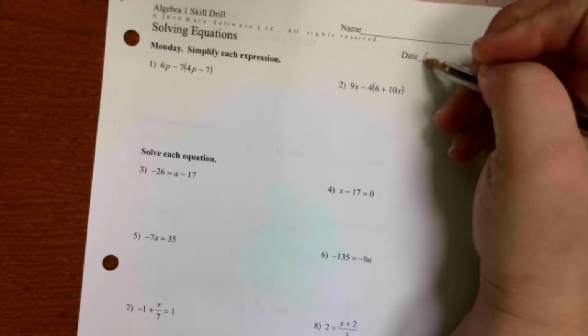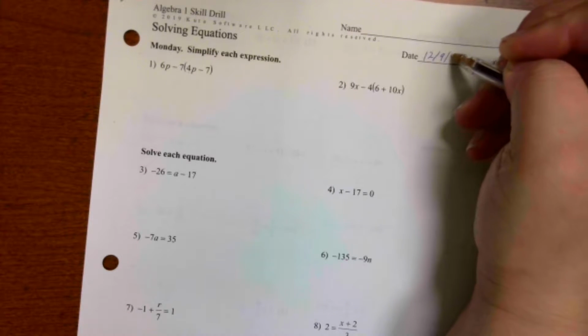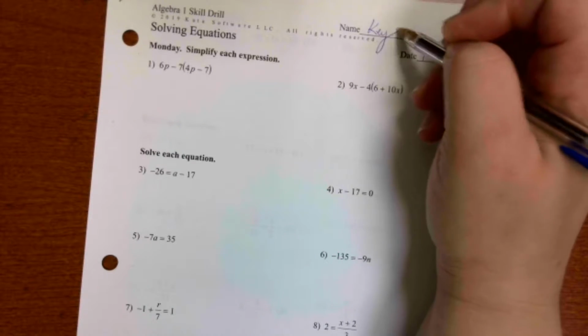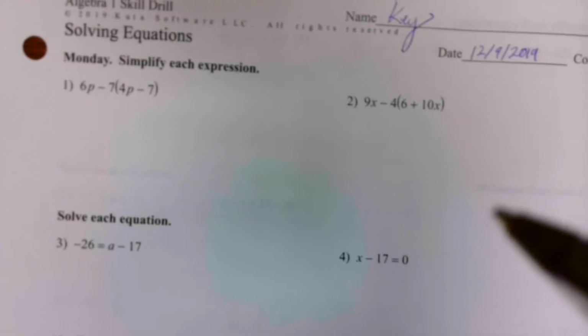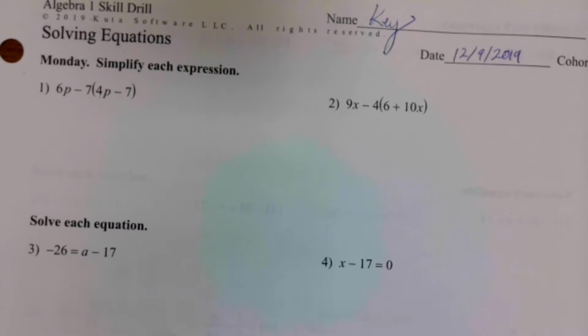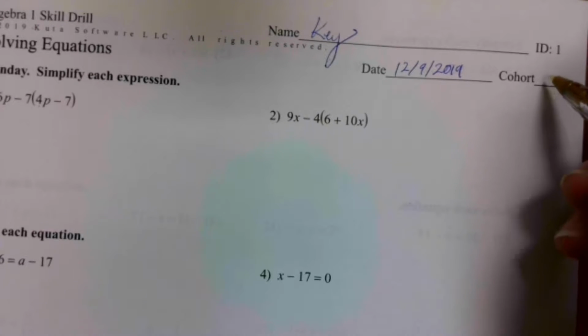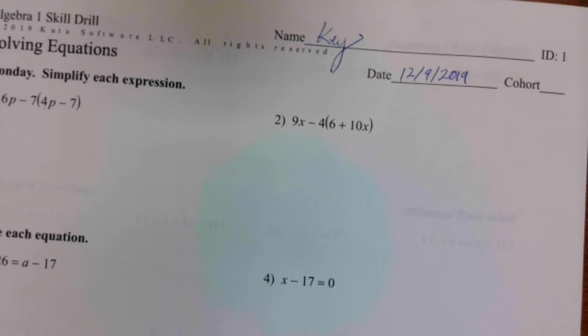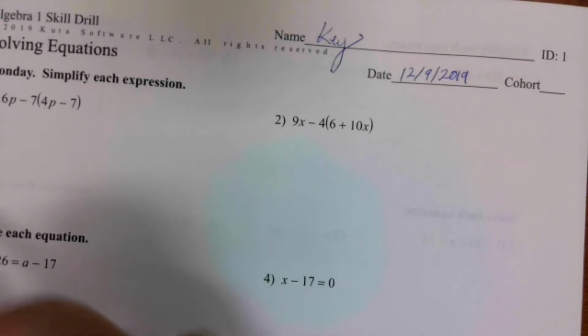Make sure, as always, you fill out the date. Fill out your name. Should be able to read it. And do your best to work nice and neat. All right, as always, make sure you fill out cohort. Most of you are cohort 6, some of you are cohort 4. Let's just knock this out.